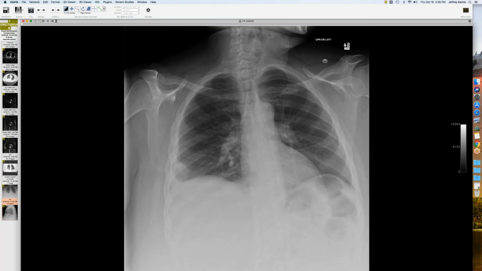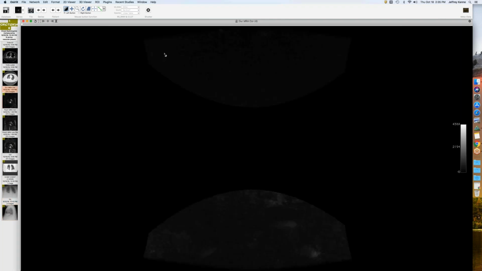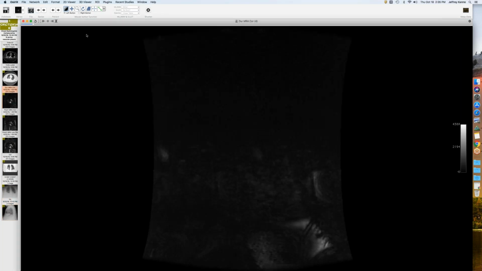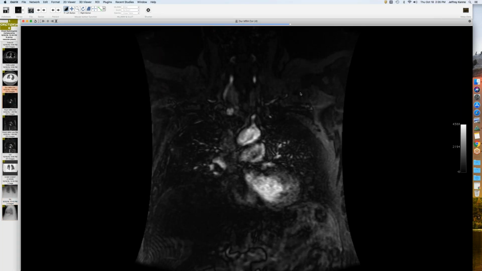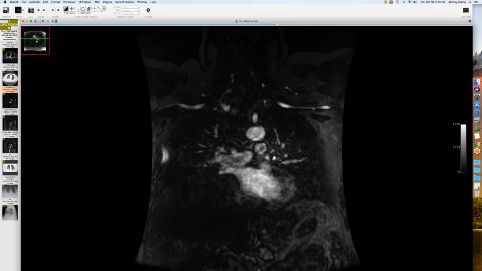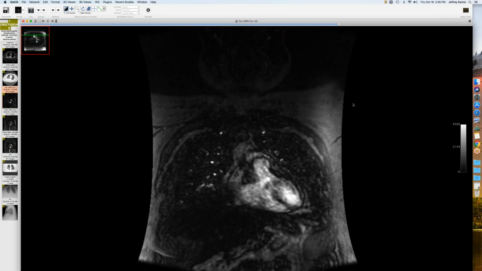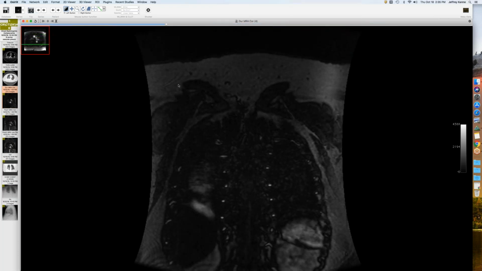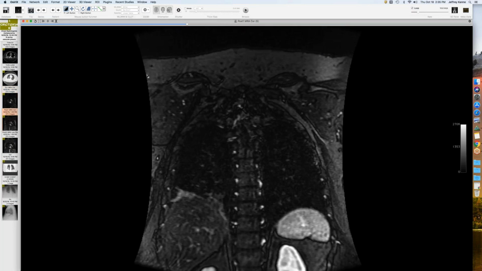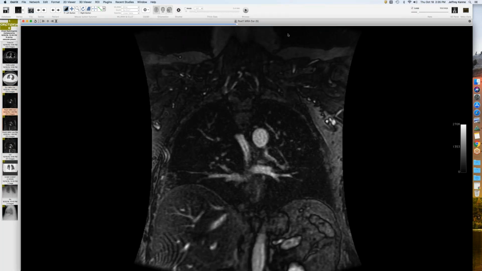She had an MRA at the time of the initial radiograph that showed this is actually a pulmonary... It's not the best study. Let's see if I can find it. It's not the best sequence. Let's try a different one. Oh, sure. Here we go.